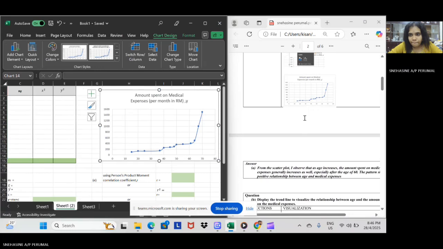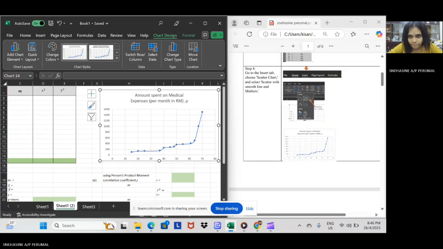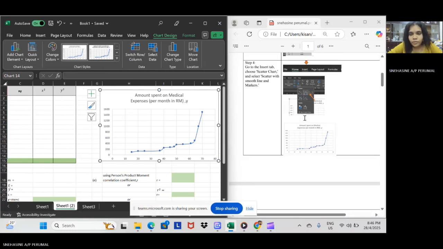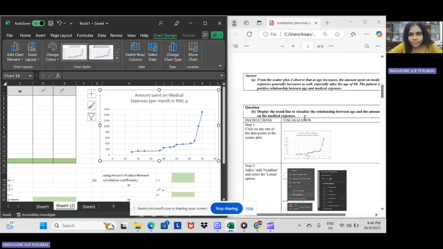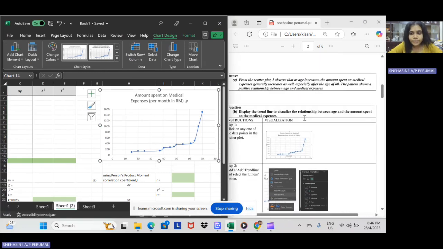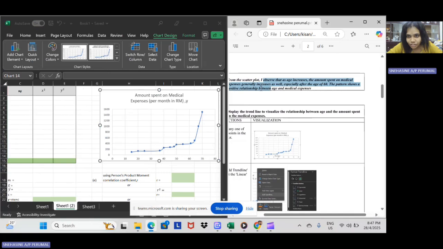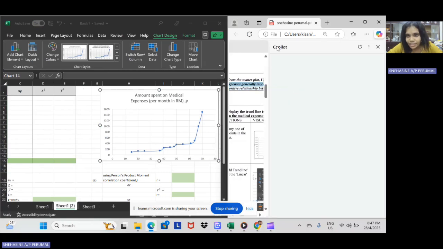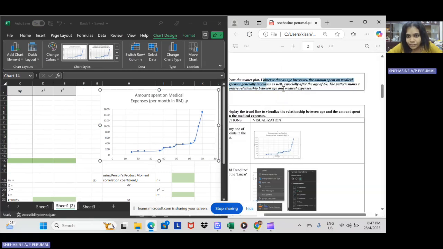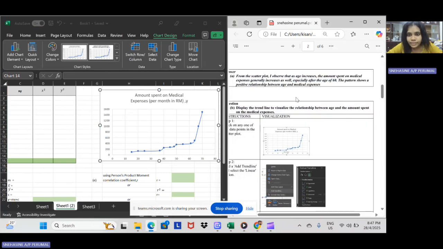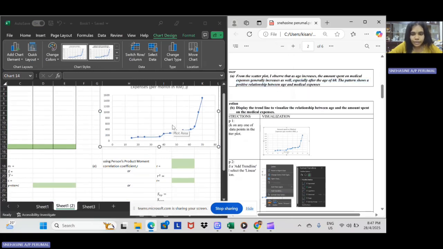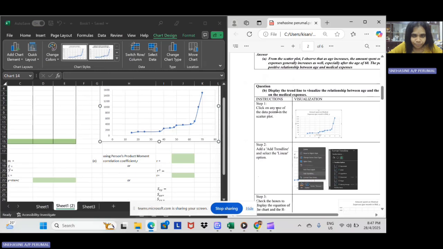Okay, the answer from the scatter plot, I observed that as age increased, the amount spent on the medical expenses generally increased, especially after the age 60. The pattern shows a positive relationship between age and medical expenses. Okay, let's move to question B.